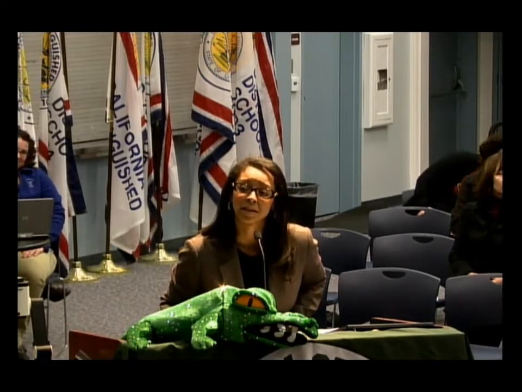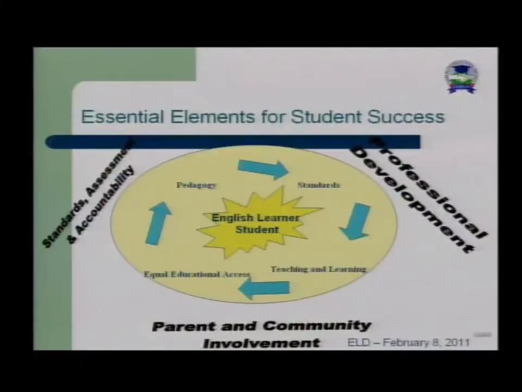We should make sure that our professional development is targeted and research-based, and we must make sure that our parent and community are involved in this process.